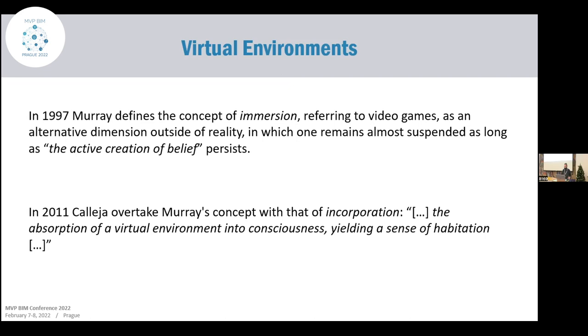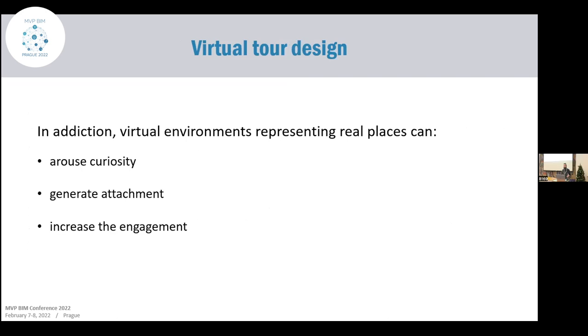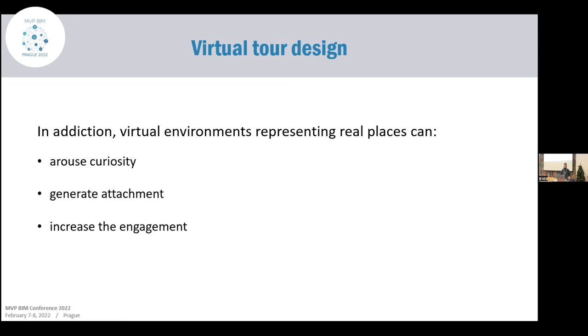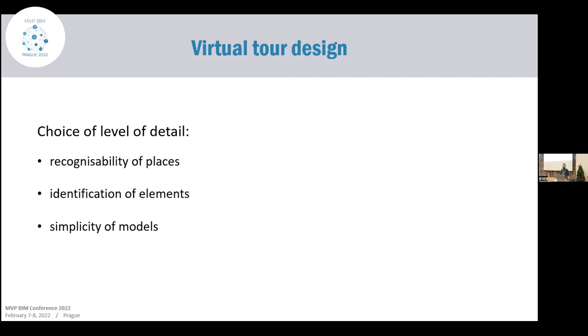In addition, a virtual environment can represent an imaginary place, but when the virtual tool is set in a real place, it can arouse curiosity in the user, generate attachment, and increase engagement. In some cases, we can even speak of topophilia. It is therefore necessary for the space to be recognizable by the user, and every element must be distinguishable and identifiable. However, this must be done by compromising with the complexity of the model itself, which must be appropriately calibrated for our purposes, avoiding over-manipulation.